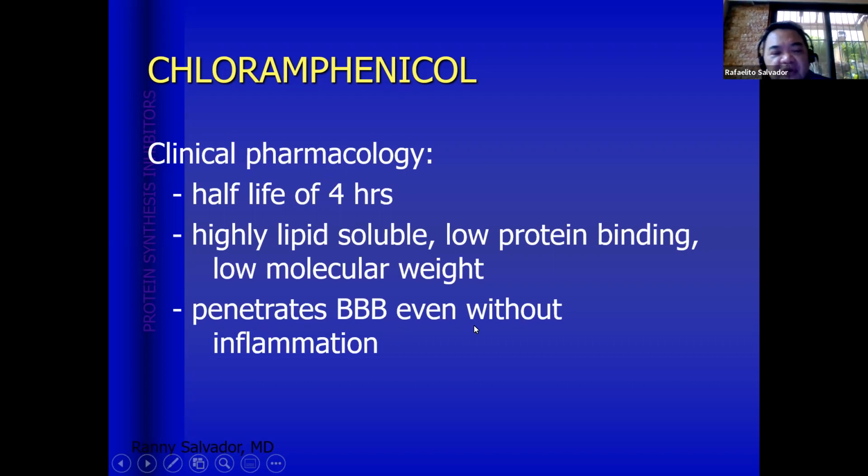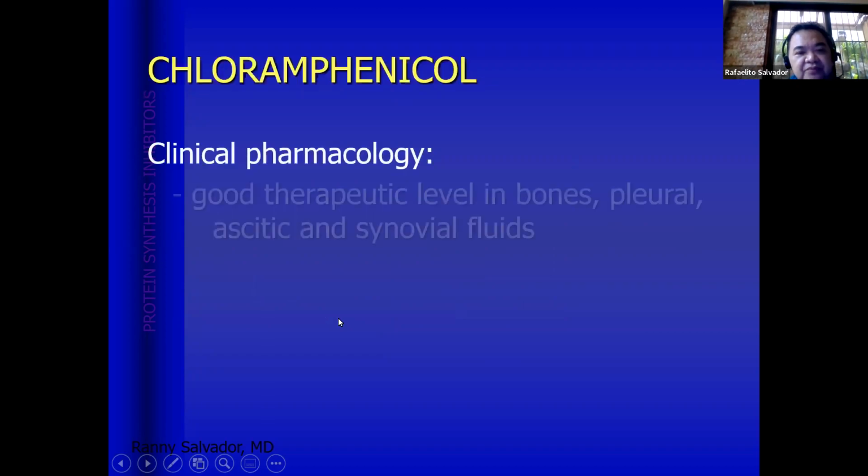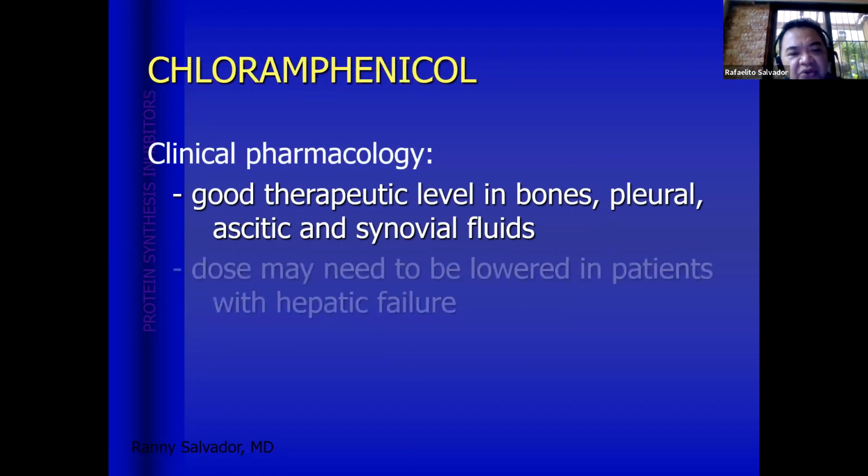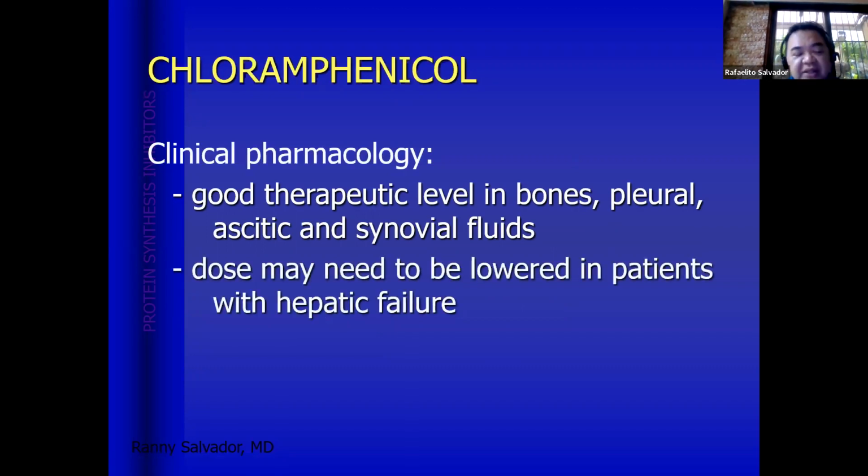Most, if not all, of our antibiotics penetrate the blood-brain barrier if there is inflammation. But here, like high-dose penicillin, ceftriaxone, and the others can penetrate readily, including chloramphenicol. So it has good therapeutic levels in bones, pleura, ascitic, and synovial fluid. Then the dose may not be lowered in patients with hepatic failure.